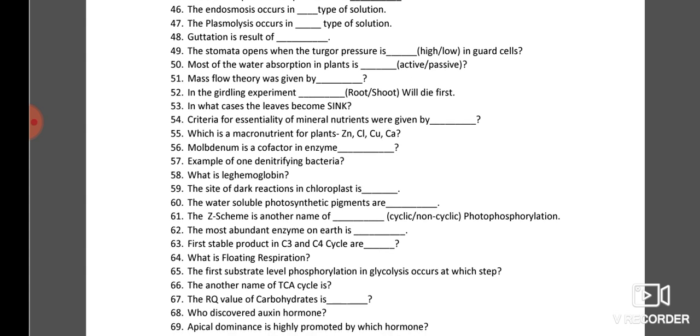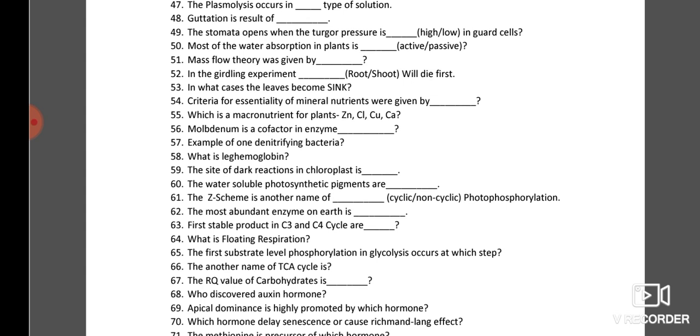Mass flow theory was given by Munch. Munch was a scientist, and it is also called the Munch mass flow theory. In 1930, Munch gave a theory that is called mass flow. This mass flow theory explains the movement of food in higher plants. Food moves inside the phloem, and in the phloem a hydrostatic pressure is created. So the food moves along with the water. That is called mass flow.